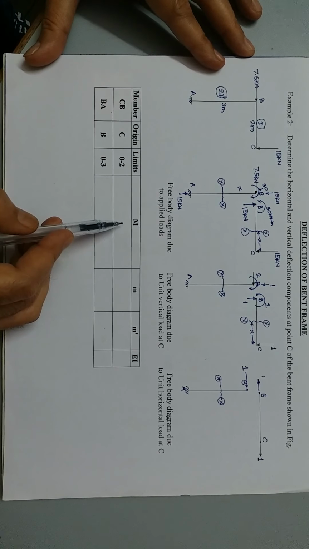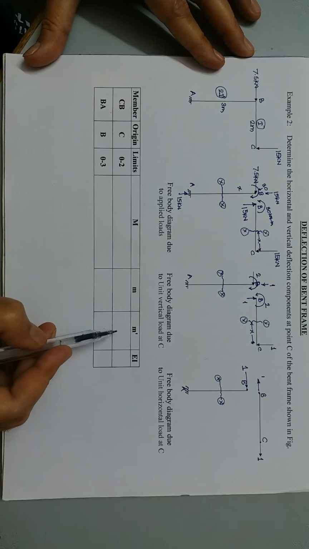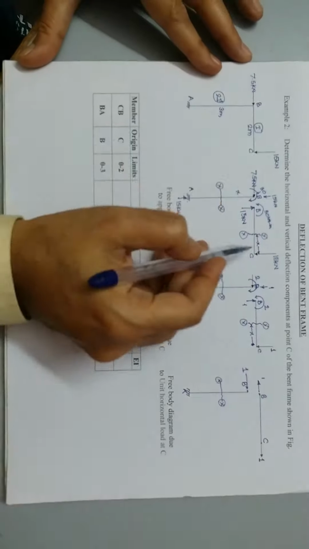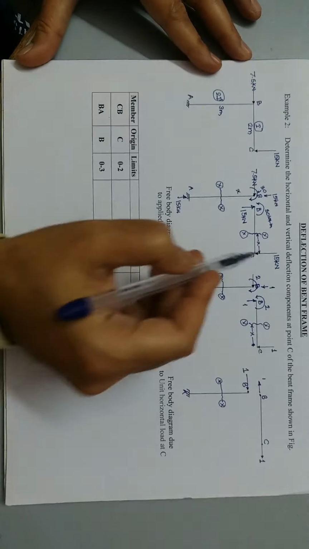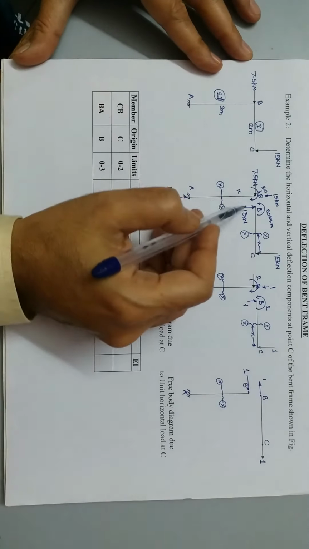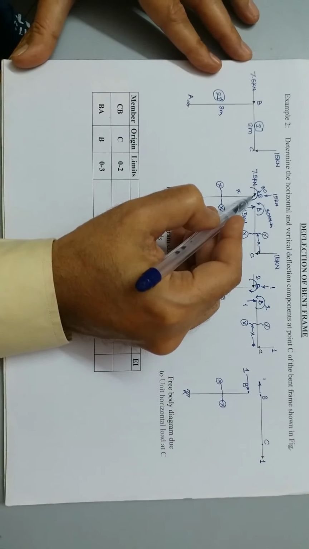So let us list out. First one is member, then origin, then limits, then bending moment due to applied load, then bending moment due to unit vertical load, then bending moment due to unit horizontal load. So let us take member CB first. Origin is C and distances are from 0 to 2 meter. Then the next member is BA. Origin is at B and the limits are from 0 to 3 meter, because this is 3 meter.